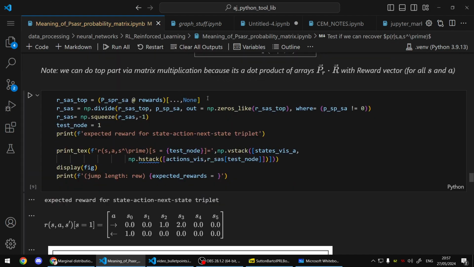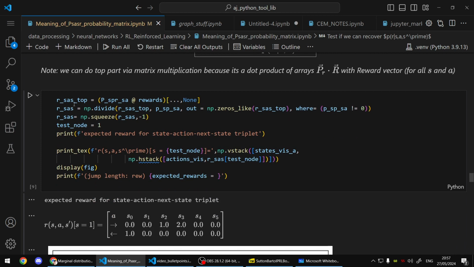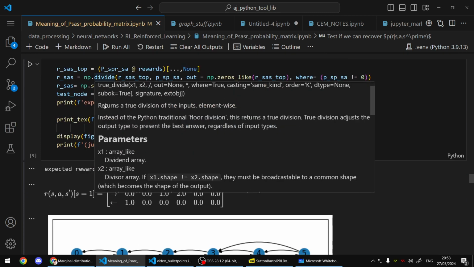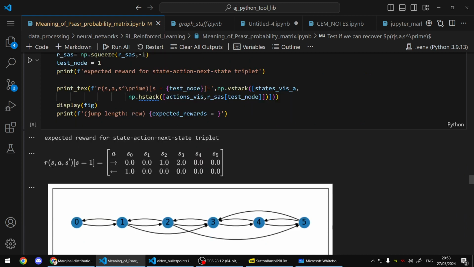There's some stuff I have to do with dimensions, because we're constructing one dimension, but then we have to normalize stuff. And that's what we get: the expected reward for taking action A from S that brings us to S prime. And basically, yes, we calculated expected rewards because of stochasticity in the reward distribution.